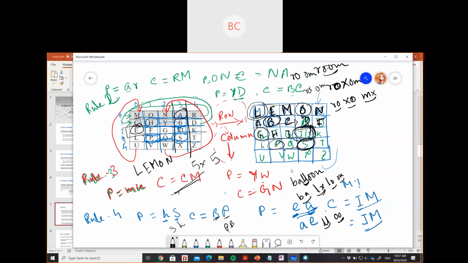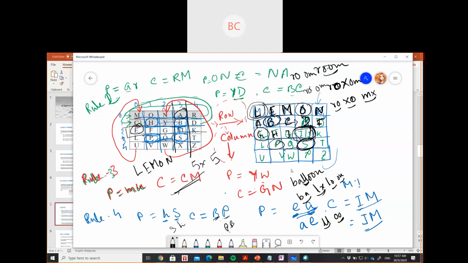Okay, so if it's clear to everyone, just take one keyword according to you. You decide what keyword you want to use. So accordingly, you generate the matrix. Then you just encrypt any message. You can just take one line or two words. That's up to you.